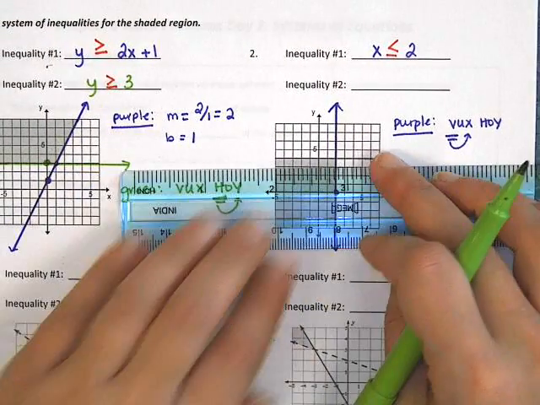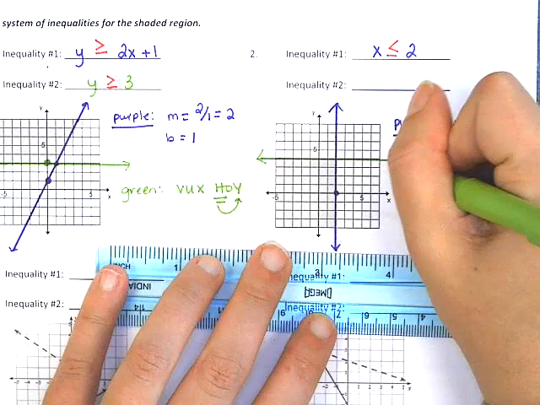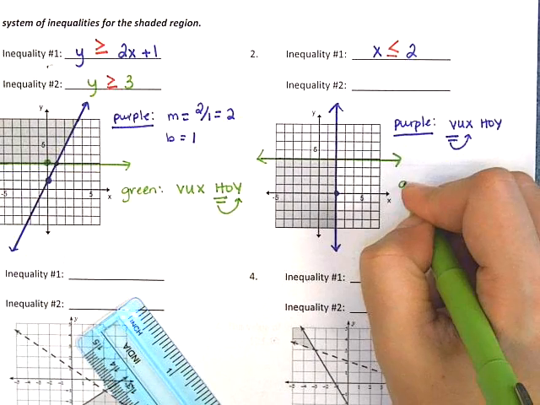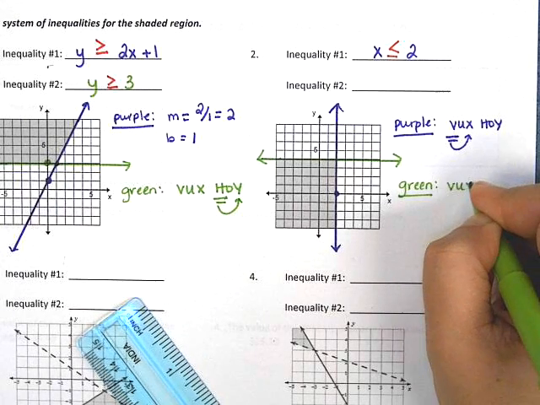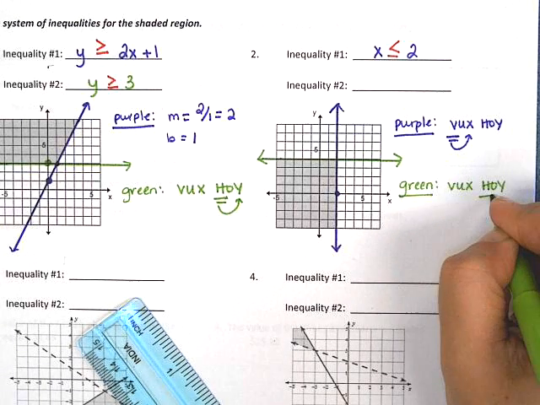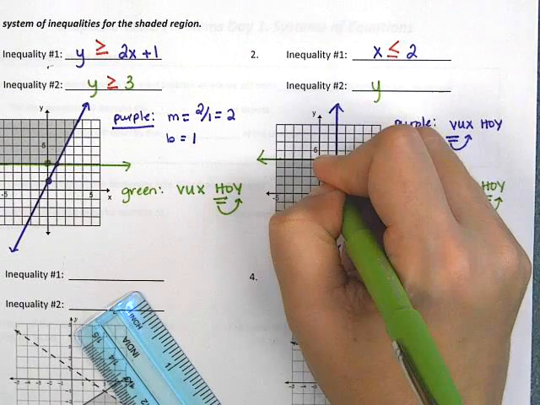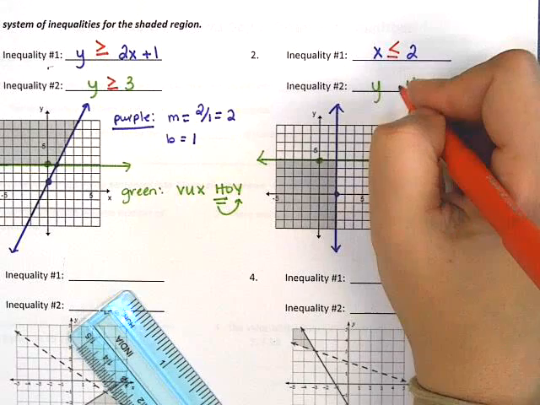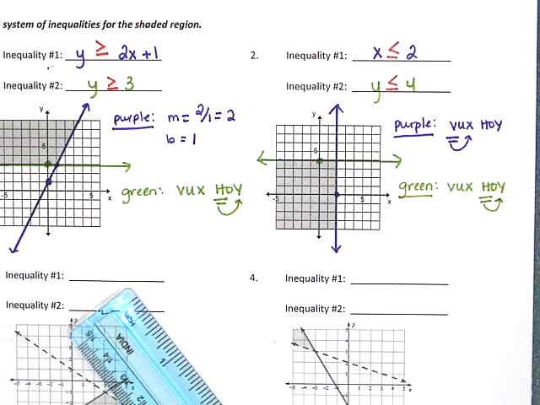My other line in this graph would be this line right here. And the reason I know that that's the other line is, again, my shaded region just kind of stops. That's one of the edges. Again, I'm going to remember VUXHOY. This time it's a horizontal line, so I'm going to use the letter Y. It crosses at 4. The shaded part of the graph is below, so I would make it a less than, and it is solid, so I would make it an equal to.